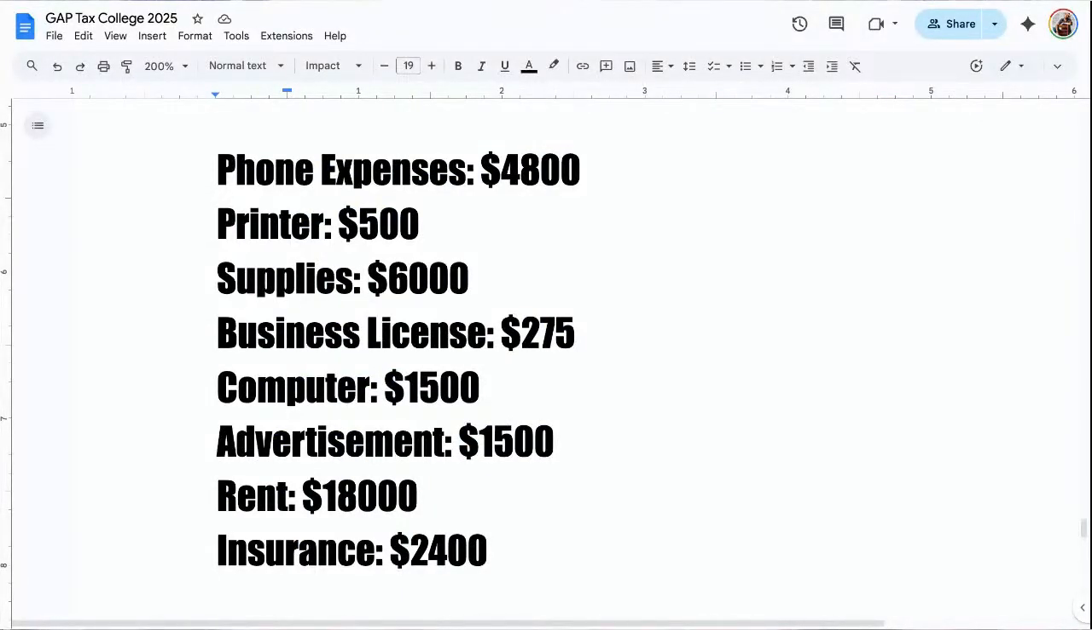So here we are now. I've already put in the phone, printer, the supplies, computer. What I haven't put in is the business license, the rent, and the advertisement, and the insurance. So let's go ahead and put that stuff in real quick, guys.